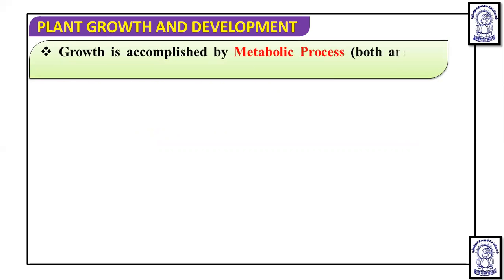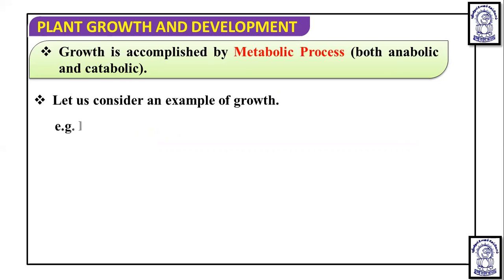And thus growth is accomplished by a metabolic process that is both anabolic and catabolic. If anabolism, or anabolic processes, are more than catabolism, you will see that growth is happening. So let us consider an example of growth.